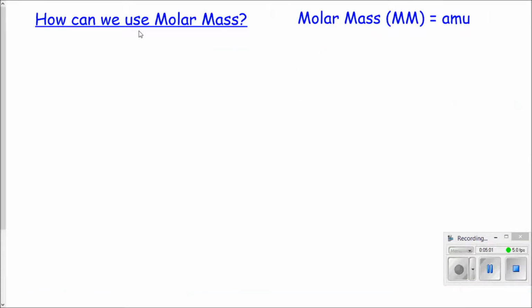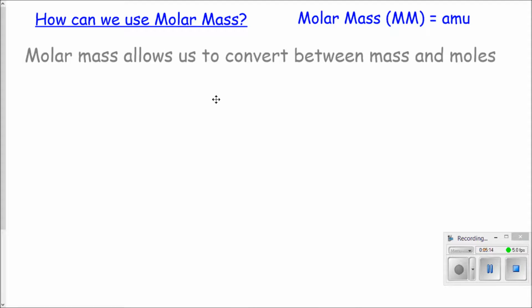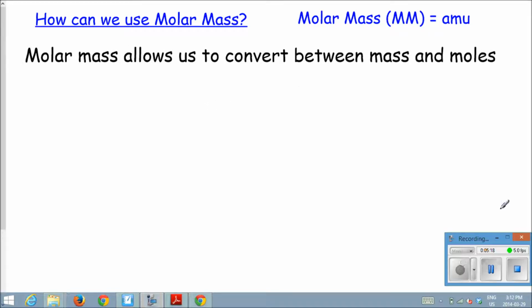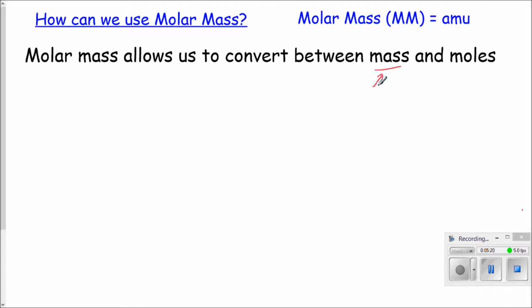How can we use molar mass? Well, we know molar mass is equal to the AMU, or atomic mass units. In other words, this statement right here means the number from the periodic table is how we get the molar mass. Well, how can we use molar mass? Well, molar mass allows us to convert between mass and moles. Mass is in grams, and moles is amount of things, okay? So little m is how we represent that, and moles is represented by little n. But it's a quantity, so we can represent things.